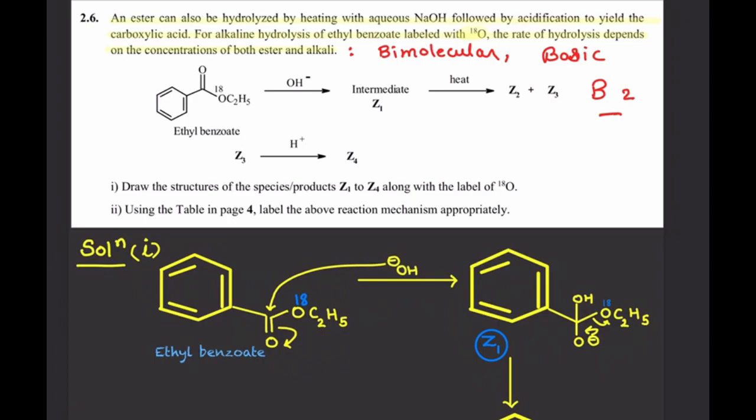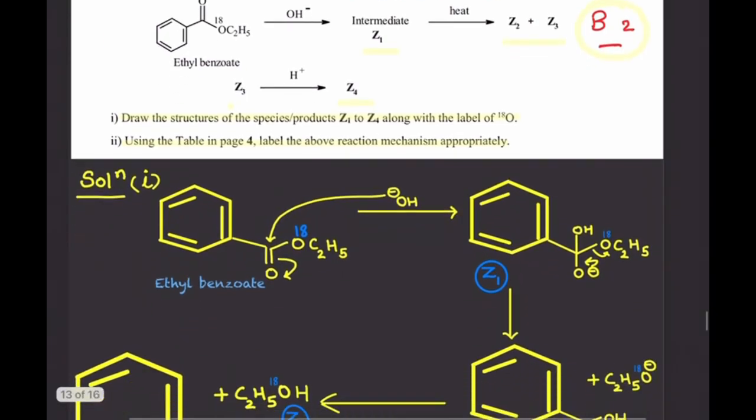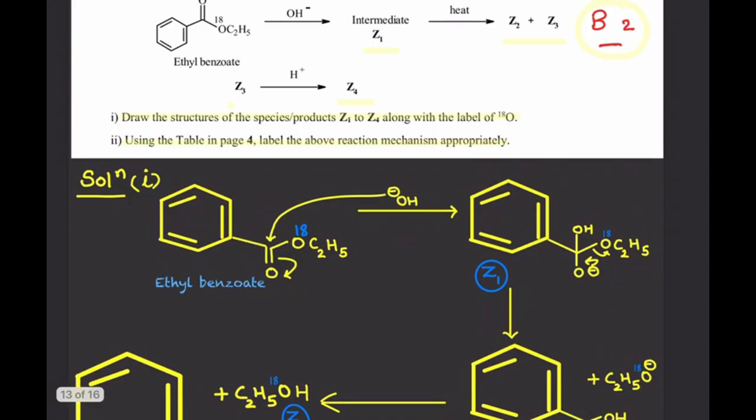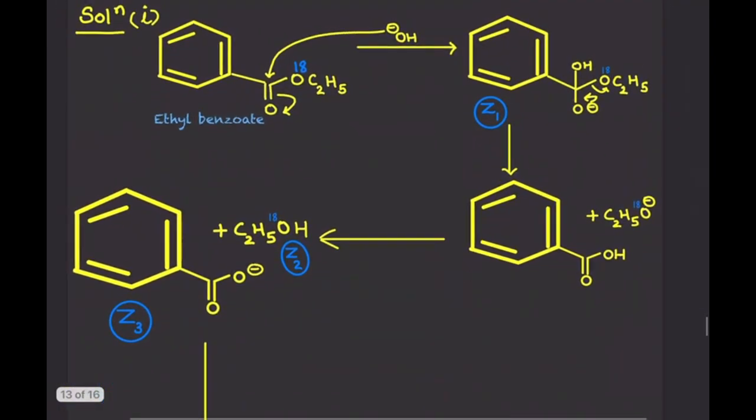Let's see. Now it is said that this ester on hydrolysis gives some intermediate Z1, then Z2, Z3, and Z3 again on H plus acceptance forms Z4. Draw the structure of the species Z1 to Z4 along with the label of O18 using the table on page number 4. Label the above reaction mechanism properly. We have already started labeling. We just have to fill in this particular acyl or oxygen bond fission. So let us predict what could be the mechanism.